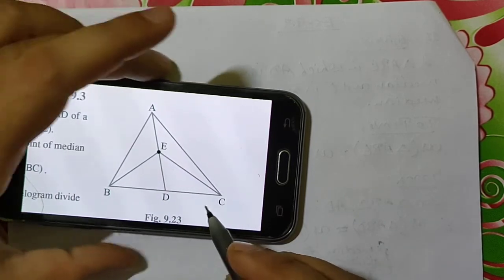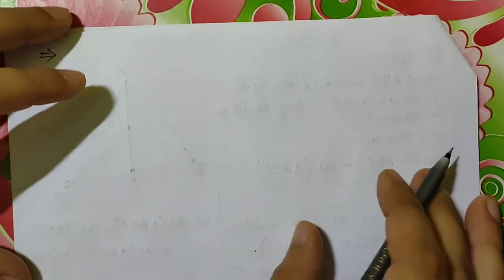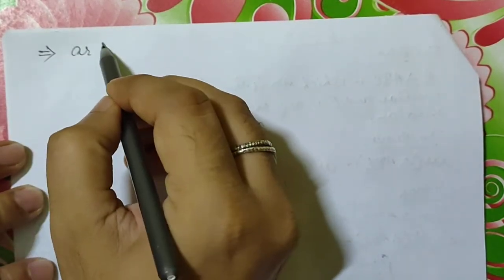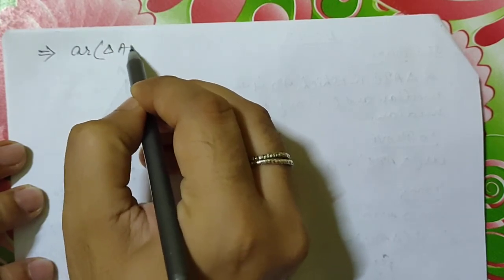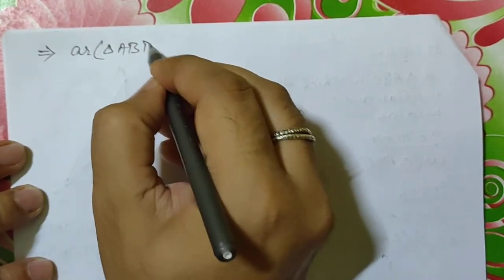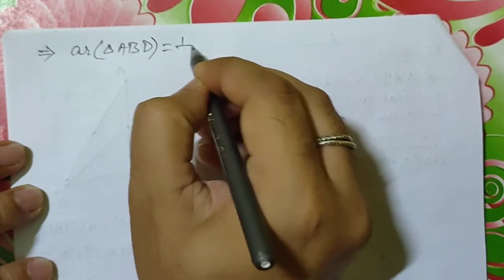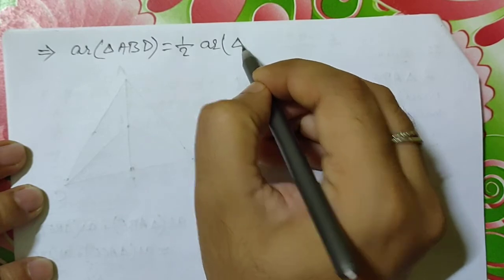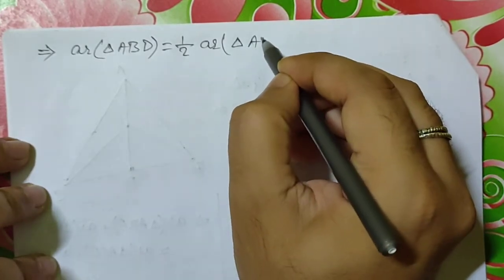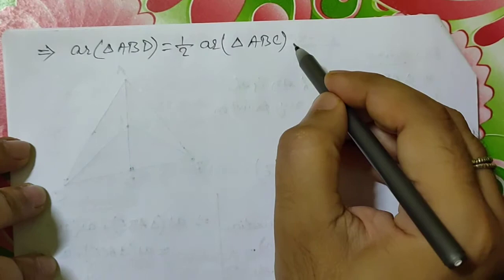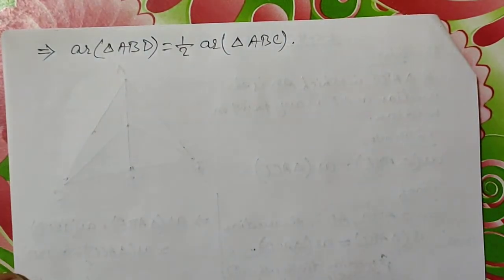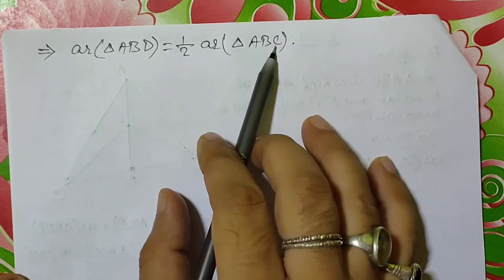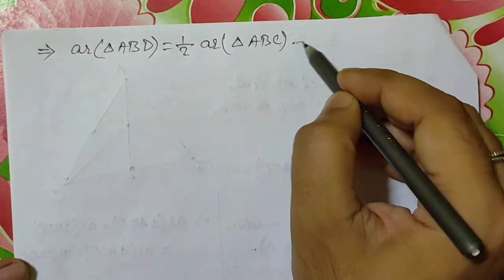Can we use it or not? Yes, definitely we can use it. So that only I'm going to write now. Area of triangle ABD is equal to half area of the whole triangle, that is ABC. Okay, now stop it over here. We know that area of triangle ABD is equal to half area of triangle ABC. If you want, you can write it as equation 1.